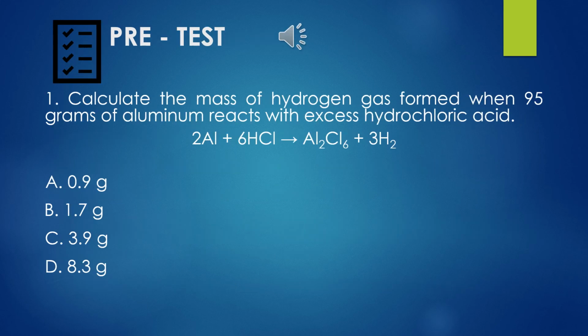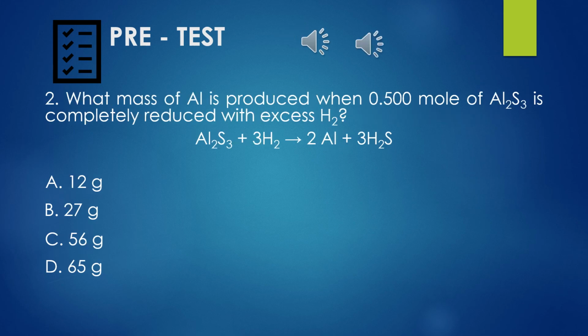For our pretest, number 1, calculate the mass of hydrogen gas formed when 95 grams of aluminum reacts with excess hydrochloric acid. A. 0.9 grams, B. 1.7 grams, C. 3.9 grams, D. 8.3 grams. Number 2. What mass of aluminum is produced when 0.500 mole of aluminum sulfide is completely reduced with excess hydrogen? A. 12 grams, B. 27 grams, C. 56 grams, D. 65 grams.